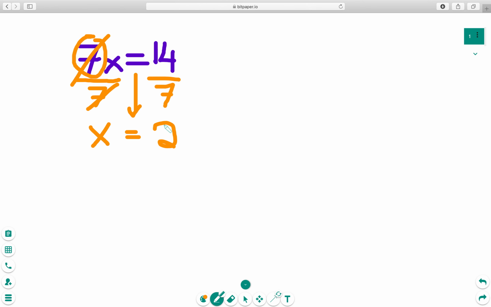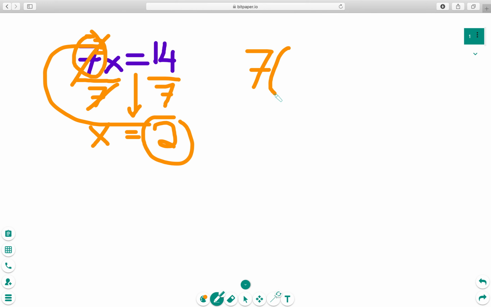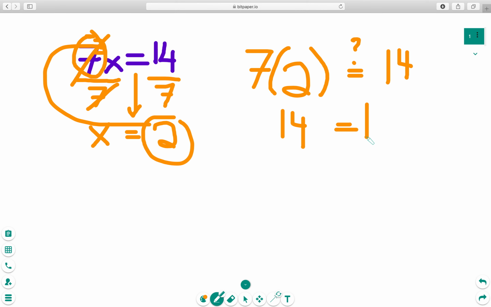So to do that, we plug in 2 for x. So our original equation was 7 times x, so we have 7 times 2. So is that equal to 14? So 7 times 2 is 14. And 14 is equal to 14. So we're for sure that x is equal to 2.